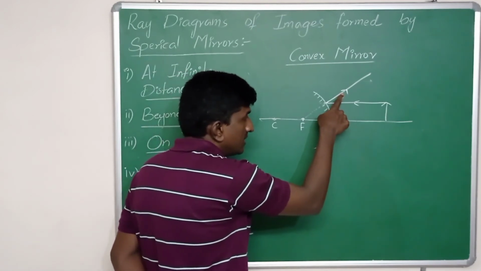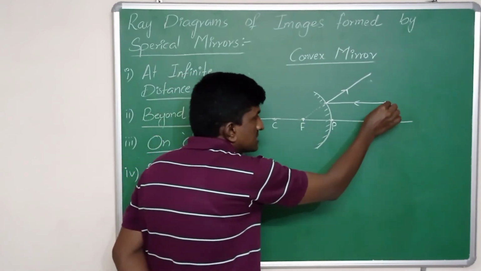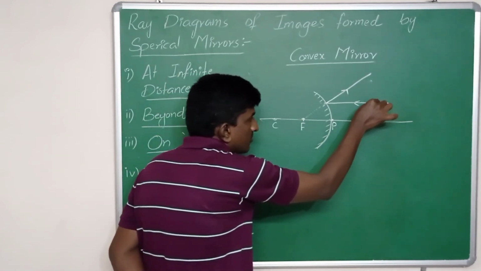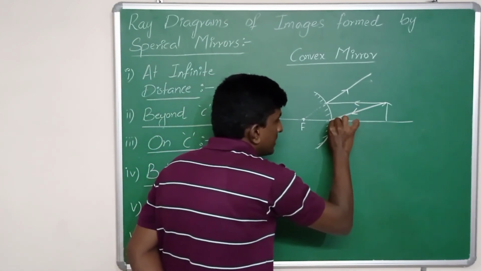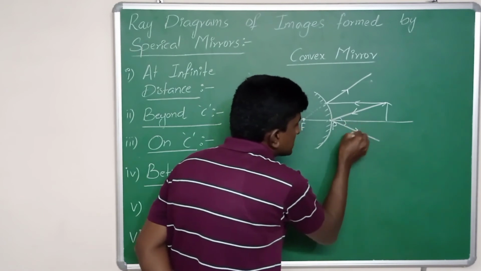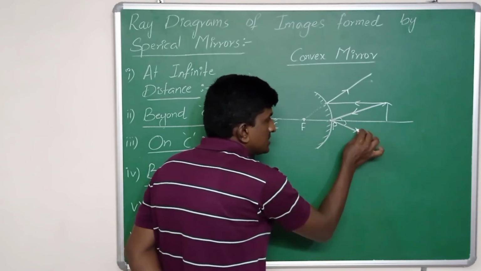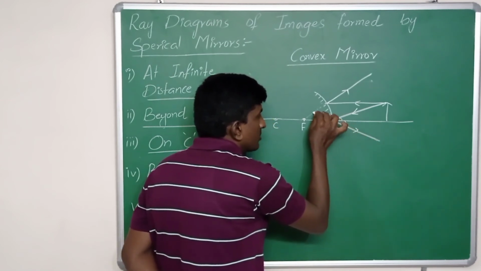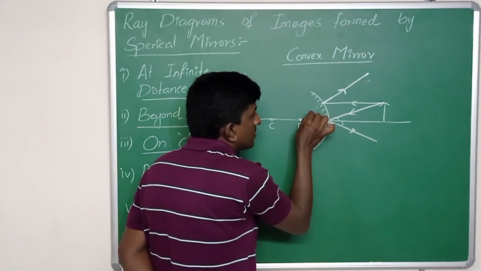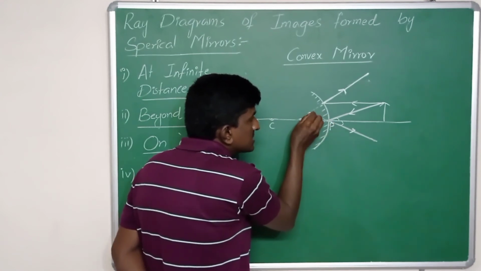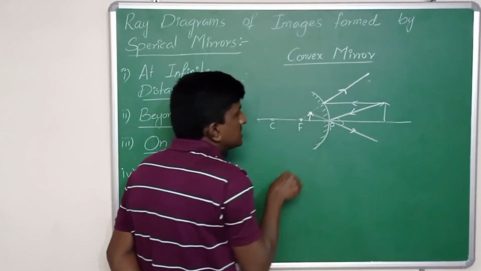The reflected light ray seems to be coming from the focal point, and the second light ray I am taking is incident at the pole with the same angle, and it gets reflected. This is the reflected light ray, and it appears to be coming from here. Both reflected light rays appear to be coming from this particular point, and here the image is formed.